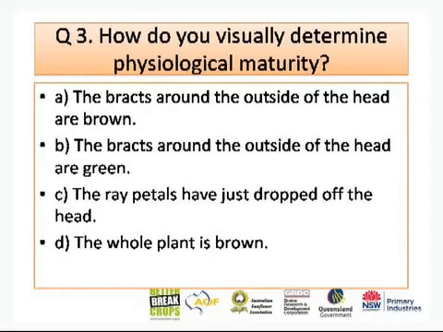Okay. How do you determine physiological maturity? A. The bracts around the outside of the head are brown, correct? And I'm not sure, there should be a little A that pops in there, but there's not.